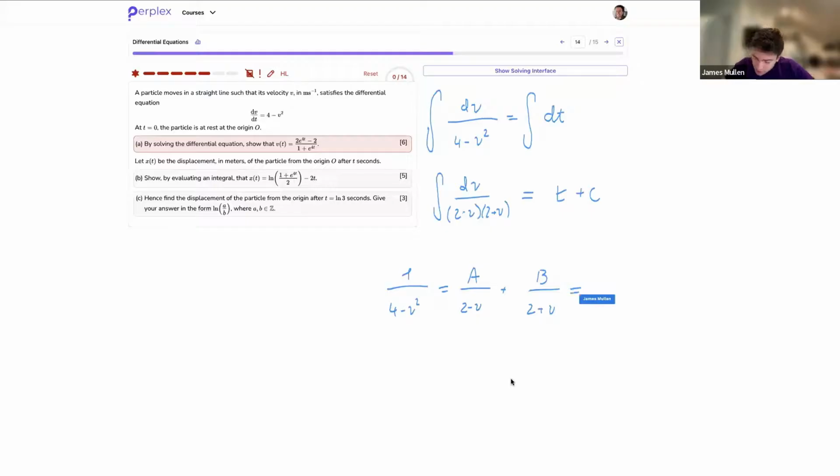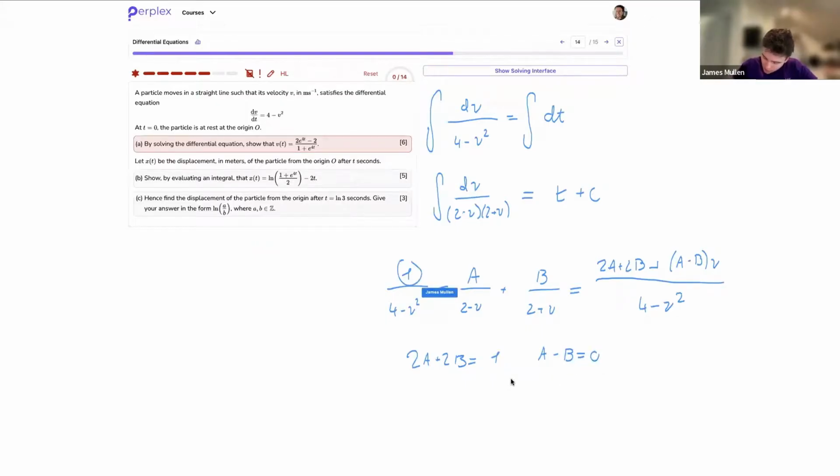And that should give me 2a plus 2b plus a minus b v all over 4 minus v squared. And that, in other words, tells me that 2a plus 2b is equal to 1, and that a minus b is equal to 0, because I have 1 for the constant term and 0 for the term in v. All right. Now, if I solve this equation, I have a is equal to b, which means that 4a is equal to 1, or in other words, that a is equal to 1 over 4.